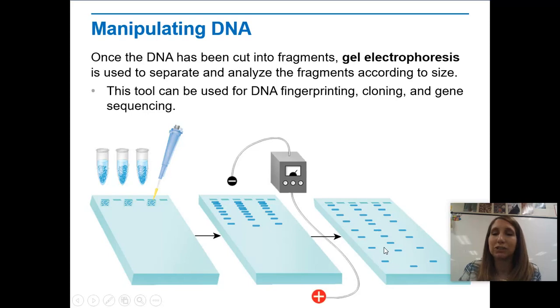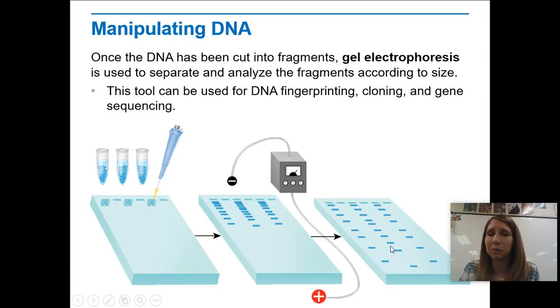And so let's say my gene of interest was really, really small, like the smallest fragment that I could have possibly created. It would be this guy way down here. Okay. If it was really, really long, it could be any of these three up here. And then everything else is kind of in between.